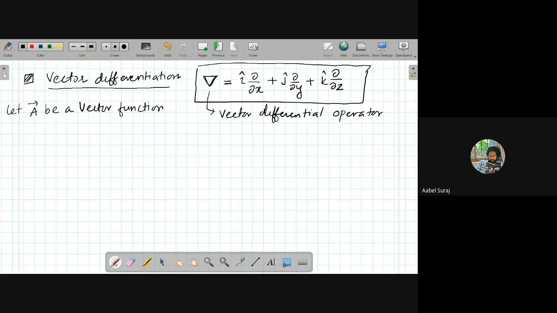So we have discussed vector notation. Vectors are just like a_x i plus a_y j plus a_z k, but now we are focusing on vector functions. So what is the difference between a normal vector and a vector function? The normal vector will be some coefficient times the direction.